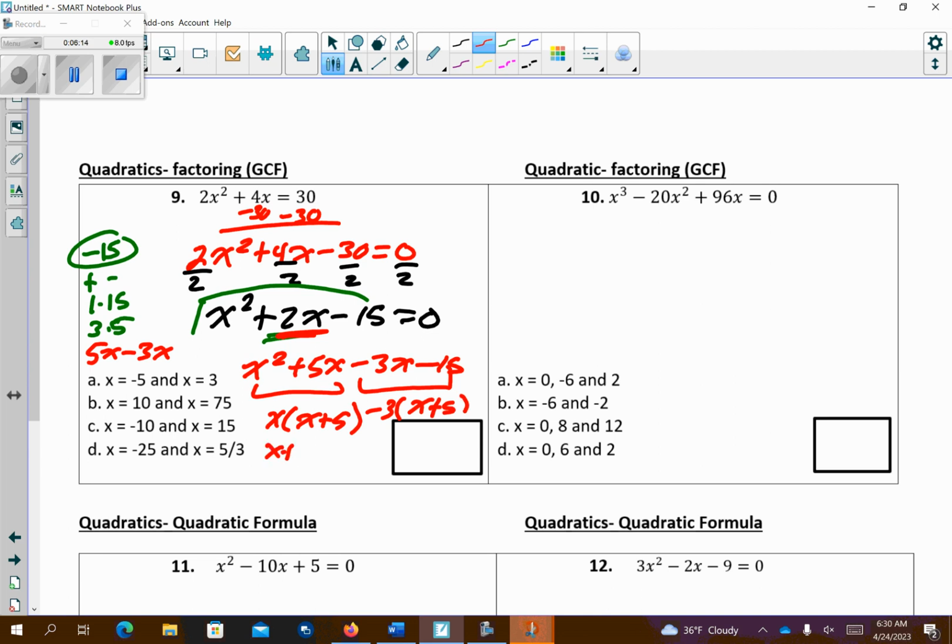So I get x plus 5 equals 0. So subtract 5 from both sides. So I get negative 5. And then I get x minus 3 equals 0. Add 3 to both sides. So my answer is A.